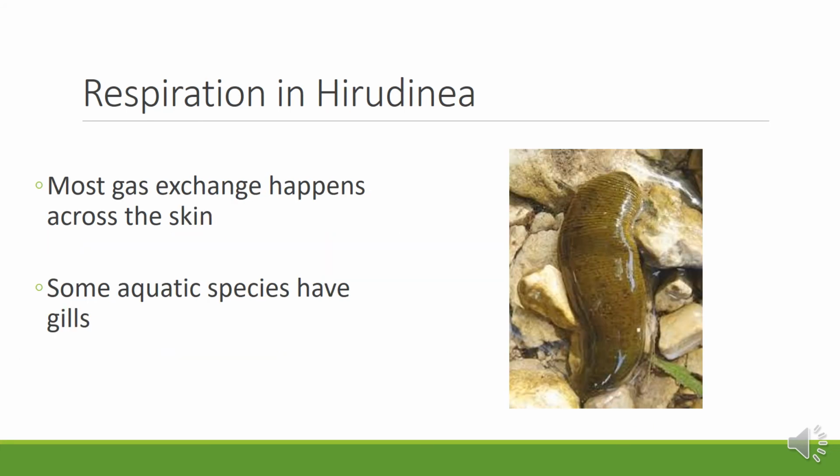Respiration in Hirudinea. Most gas exchange happens across the skin, although some aquatic species, such as this one on the right, have gills. Like any other annelid, their skin has to be moist for them to breathe.